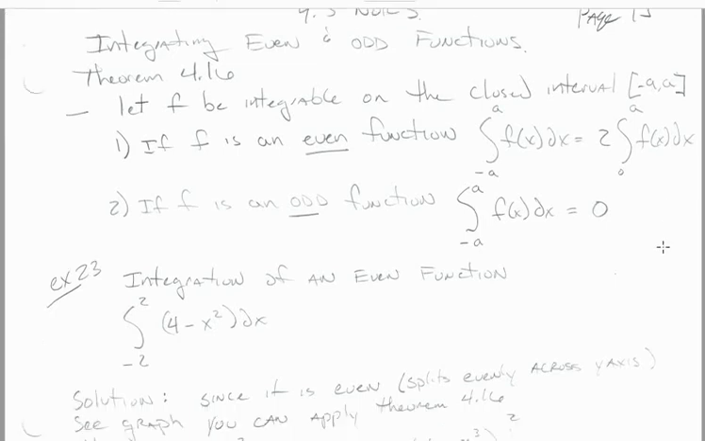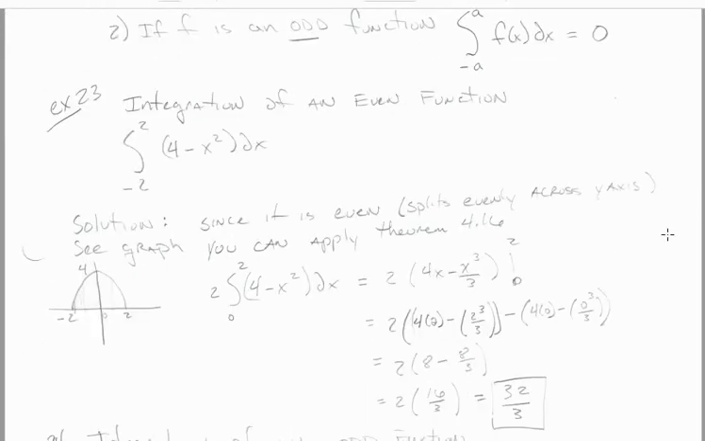So let's take a look here. Let's do an even function. We're going to take the integral from negative 2. Remember, the limits of integration have to be the opposite of each other, so negative 2 to 2, of 4 minus x squared dx. Alright, let's take a look at the graph first. It's an even function, right? It splits perfectly over the y-axis, so it's 2 even areas. That's why we really just break it into 2 even areas.